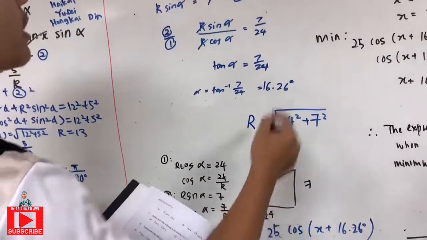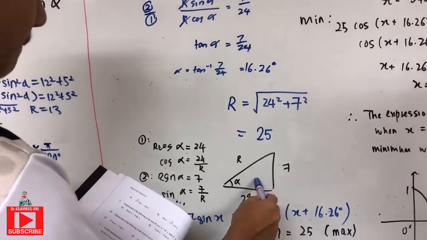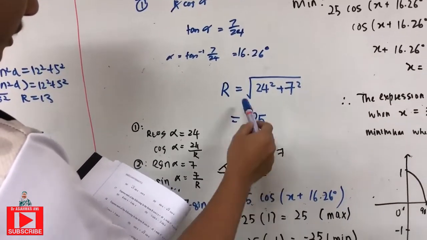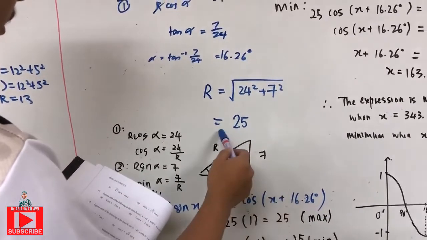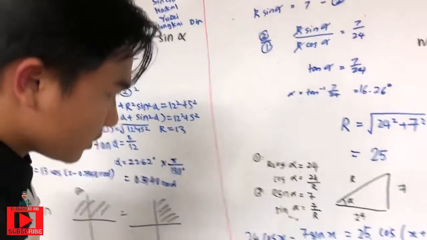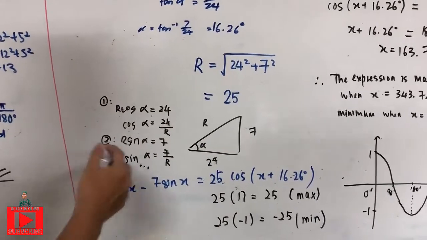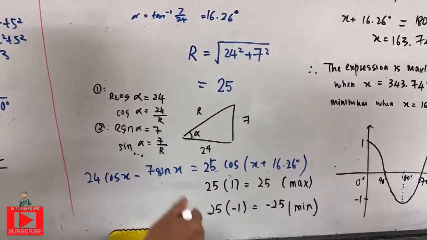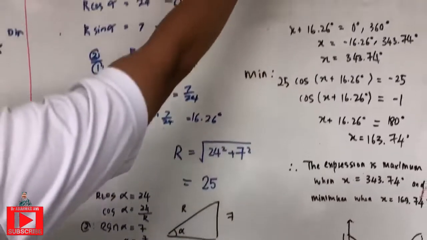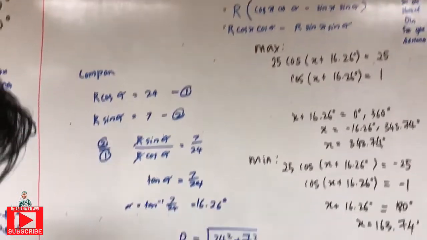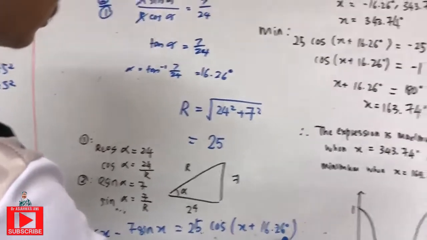To find r, we use the Pythagoras theorem: the square root of 24 squared plus 7 squared, and we get r equal to 25. So from here we get alpha and its range, and then we substitute the value of alpha and r into the equation. We will get 24 cos x minus 7 sin x equal to 25 cos(x plus 16.26).